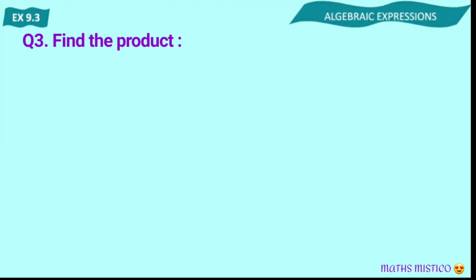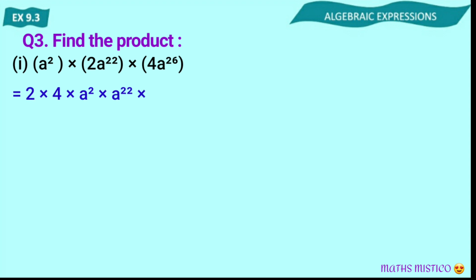Now question 3 contains product of monomials which you have already practiced in previous exercise. So let's solve it quickly. We have to multiply first the numbers and then the similar variables.